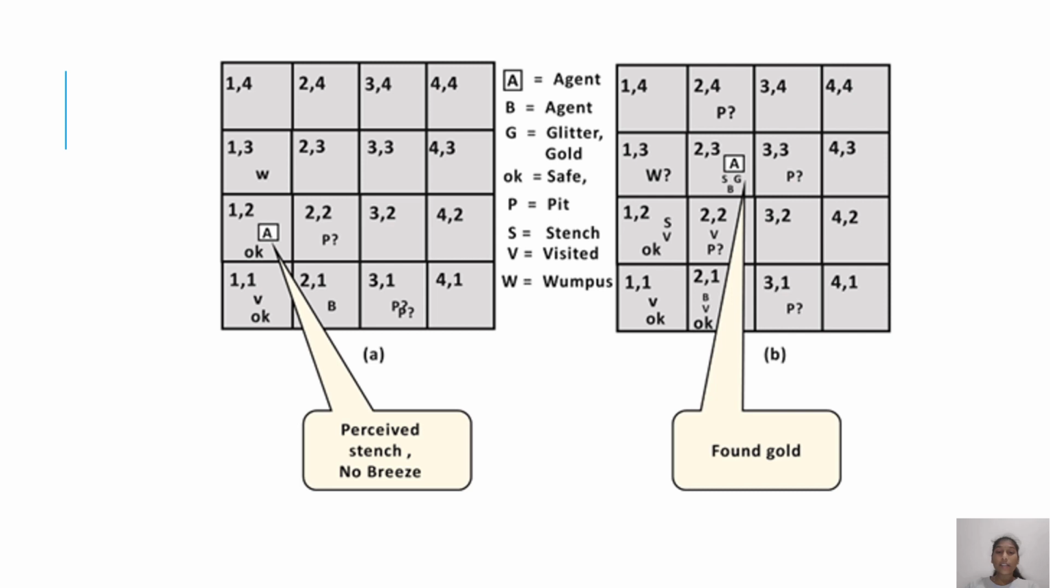Here, A indicates agent, G indicates glitter or gold, OK is safe, P is pit, S is stench, B is breeze, V is visited, and W is Wumpus. Now, let us start our game.